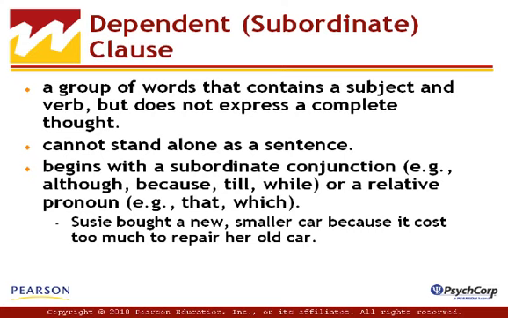You can begin the sentence with a dependent clause, like in this case. For example, I could say, "Because it cost too much to repair her old car, Susie bought a new, smaller car." So you can start with the dependent clause, or you could start with the independent clause. And we'll use these concepts as we move forward.